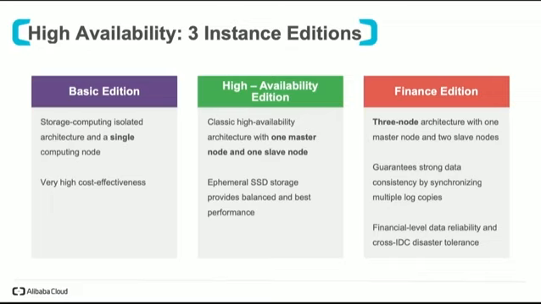The second tier is called High Availability Edition. With this edition, you get 2 nodes, one master and one slave, and they work as primary and standby architecture. And the last edition we call Finance Edition. With Finance Edition, compared to High Availability Edition, you get 1 extra node. So you have 3 nodes, 1 master, 2 slave nodes.